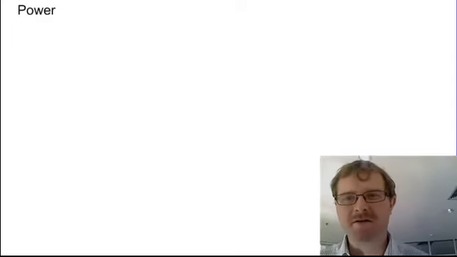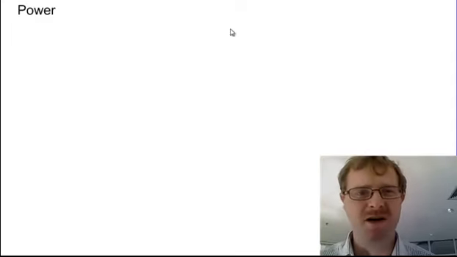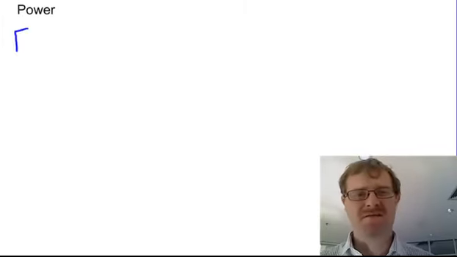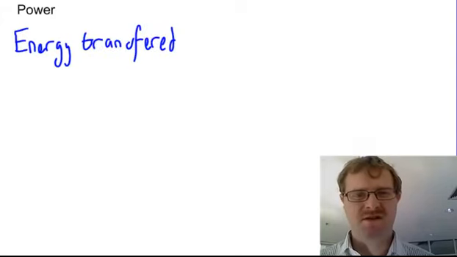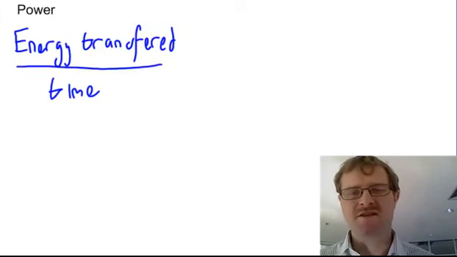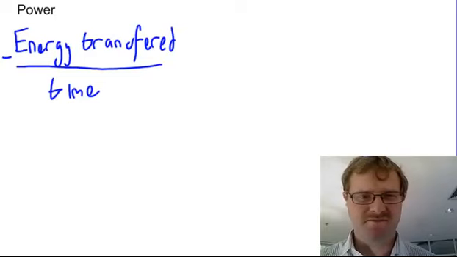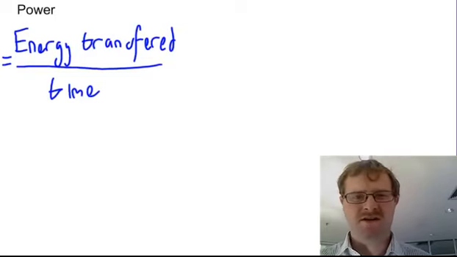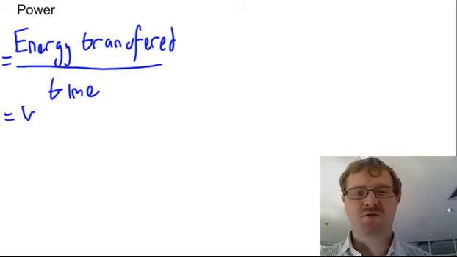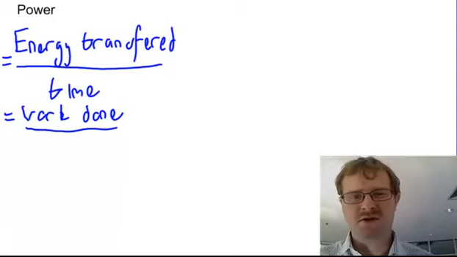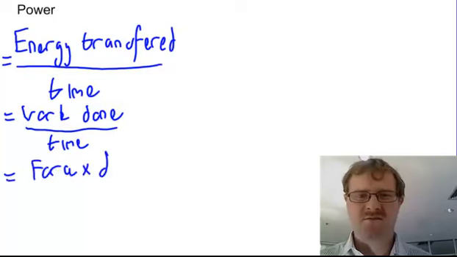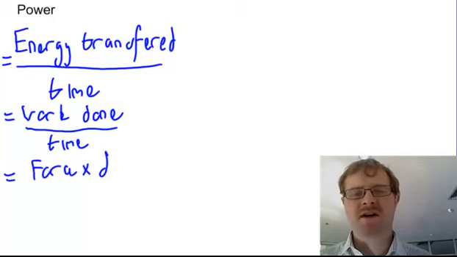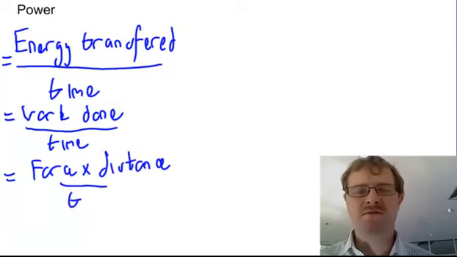Today I'm going to be talking about the ideas behind power. Power is the rate of energy transferred, so we calculate it by energy transferred divided by time. As we know, energy transferred could be equal to the work done in a situation, so power is also equal to work done divided by time.